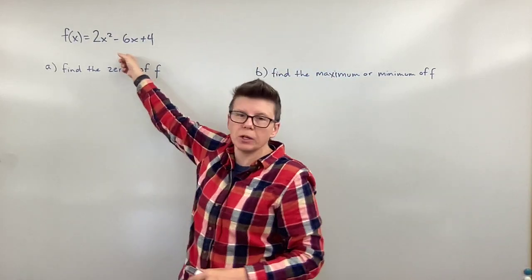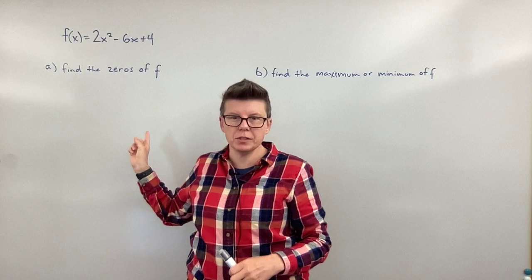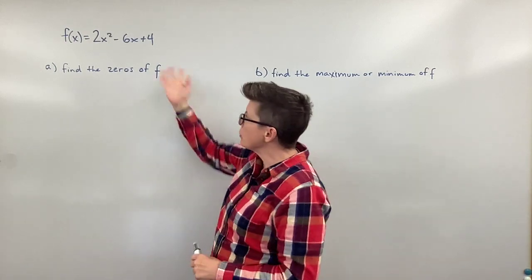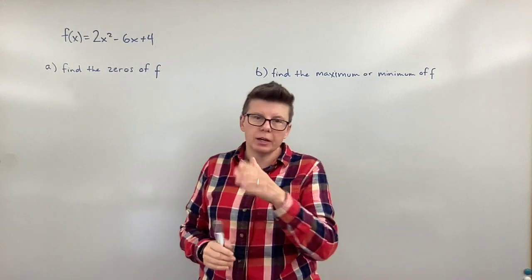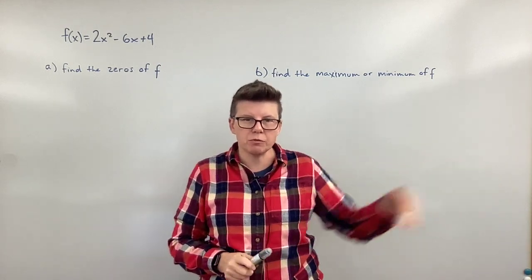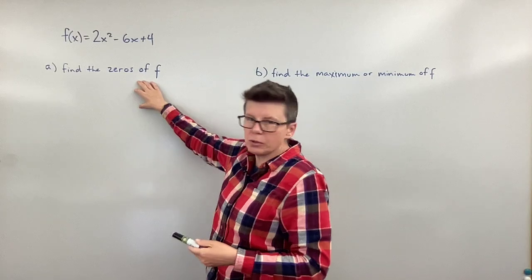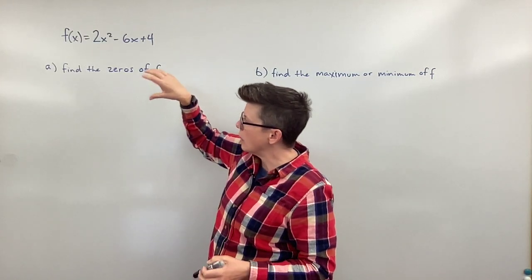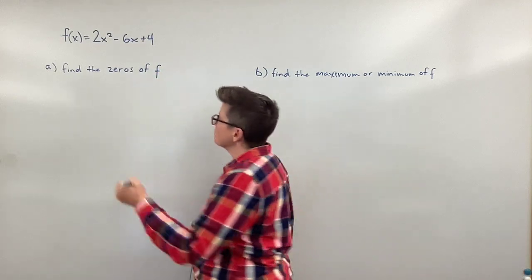Let's do this example. I have a function f, and I'd like to find the zeros of f and also find the maximum and minimum of f. You'll note that f is in ax squared plus bx plus c form. To find the zeros of f, I'm going to make use of the fact that I can factor this.